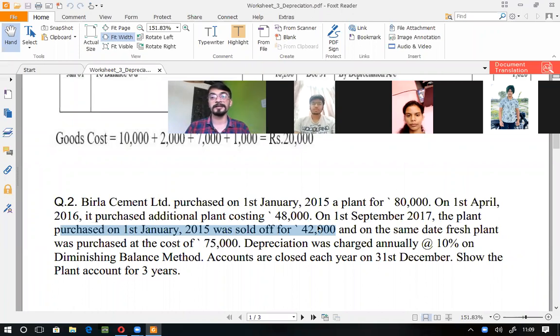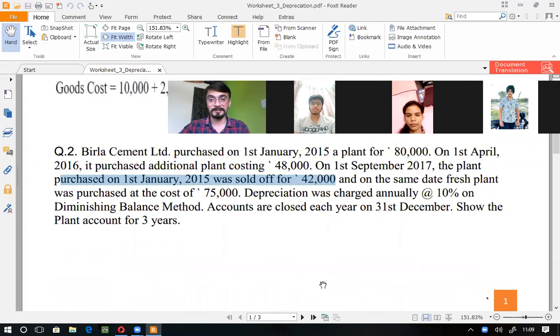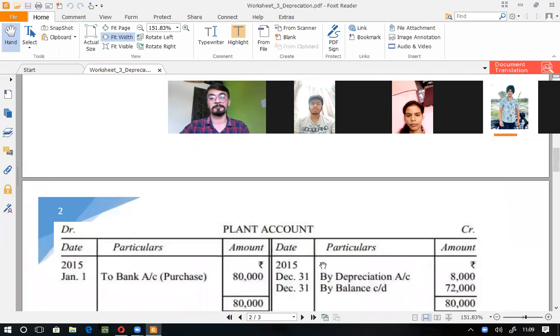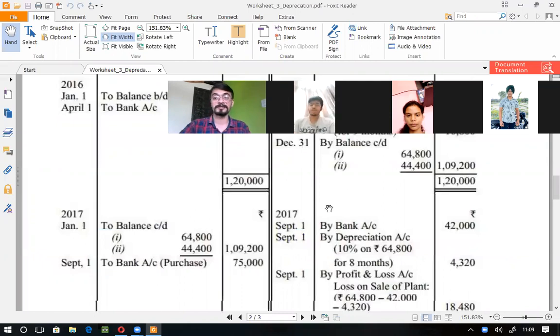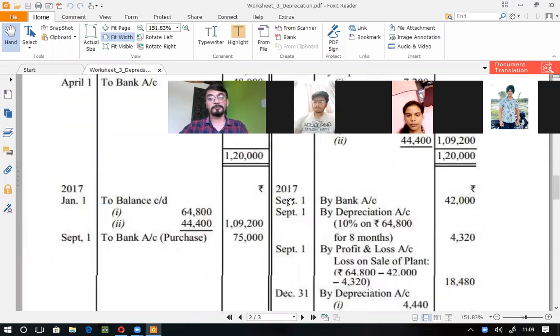So this sale will be recorded on the credit side. Purchase we have recorded on the debit side, so sale we will record on the credit side. कितने में सेल करा है? 42,000 में हमने सेल करा है. So let's go on for the sale first. 2017, you can see on the screen in the credit side, 2017 September 1.